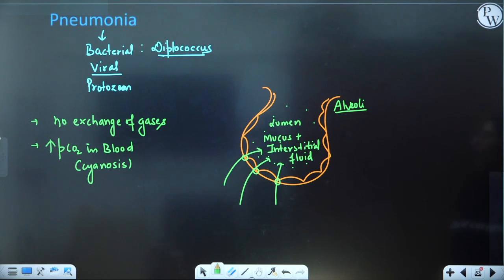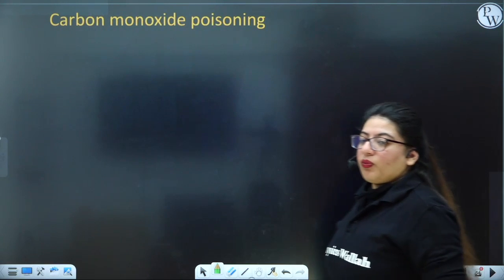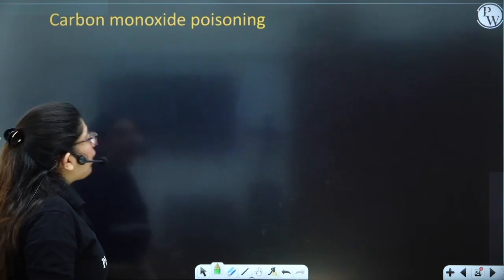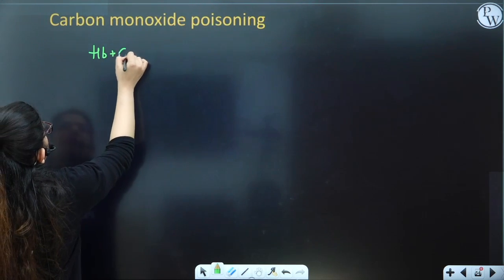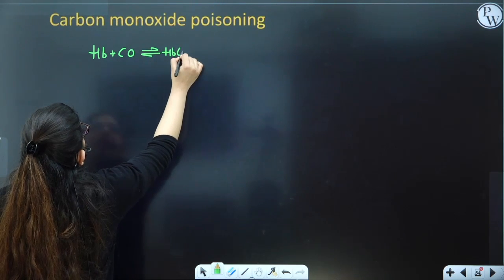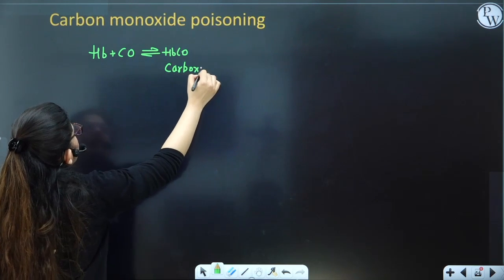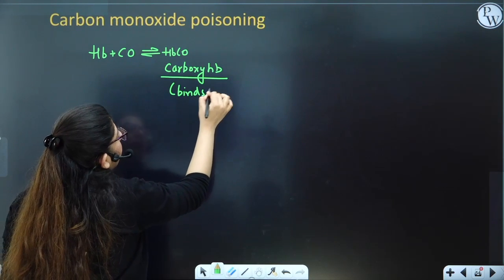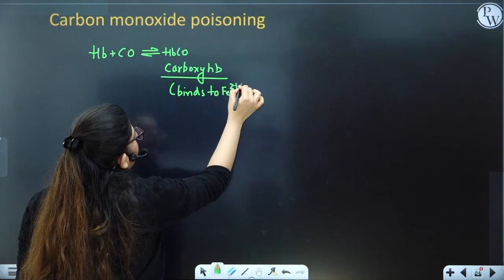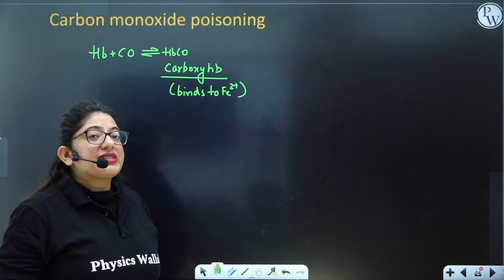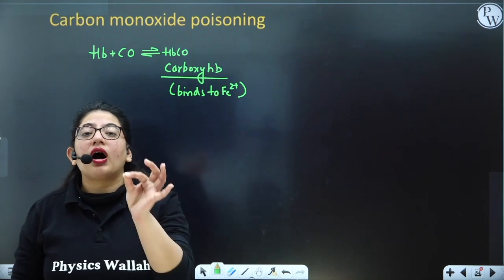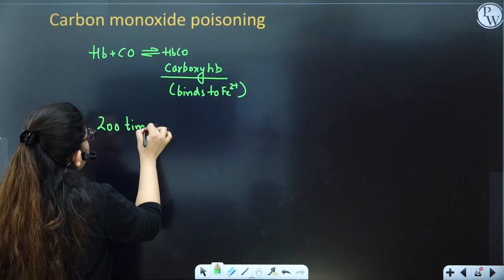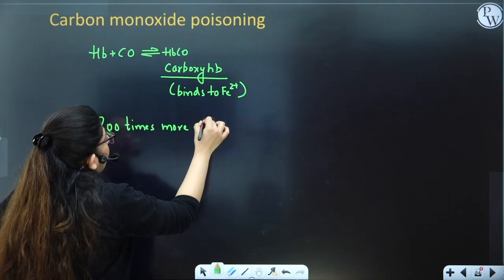Next is carbon monoxide poisoning. When CO2 binds to hemoglobin, that's your carbaminohemoglobin. When hemoglobin binds to carbon monoxide, it is your carboxyhemoglobin. If I'm saying it's carboxy, that means it will definitely bind to the iron of hemoglobin, and it will compete with oxygen. In comparison to oxygen, its affinity with hemoglobin is 200 times more. How much? 200 times more.